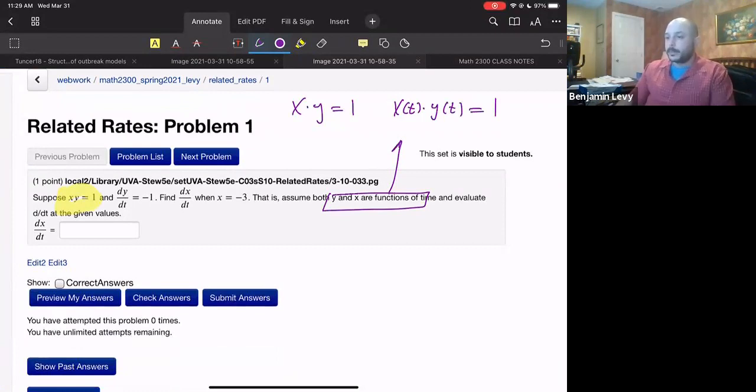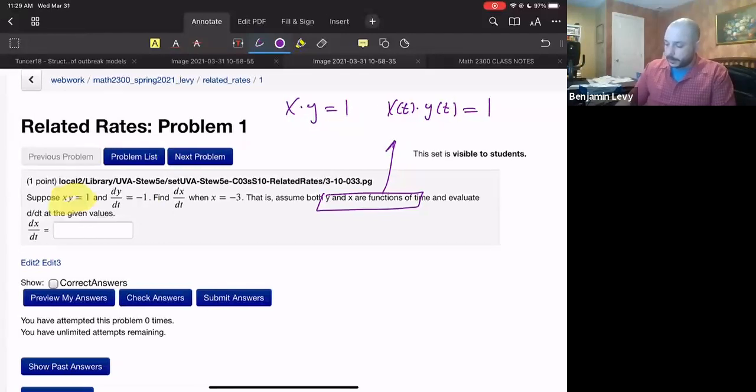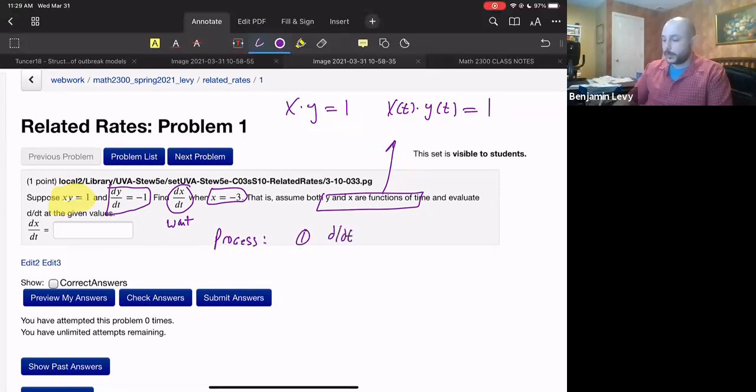Okay. And so then, let's read the problem. Actually, I'm kind of just jumping right into it. It's telling us dy dt, and then we want dx dt, right? When x is 3. And so we're doing the same kind of thing. The process is: 1, do d over dt of both sides. 2, plug in the given info. 3, solve for what you want.